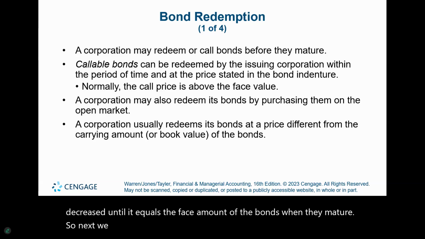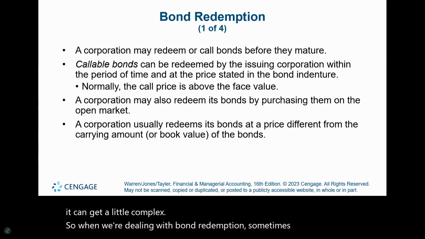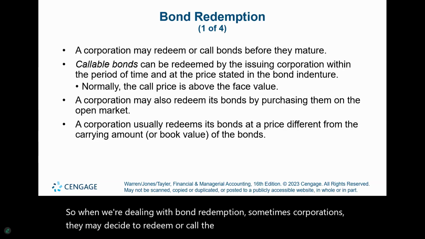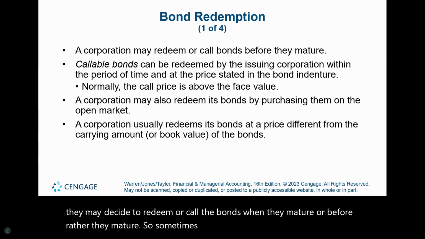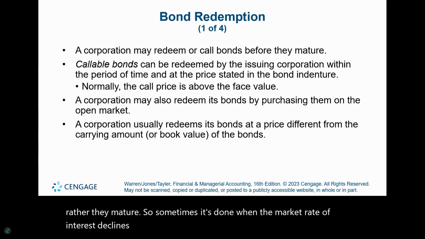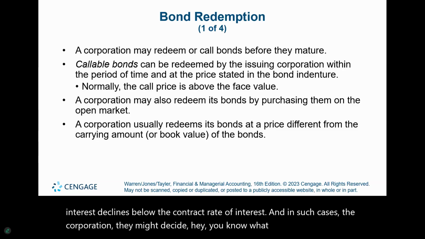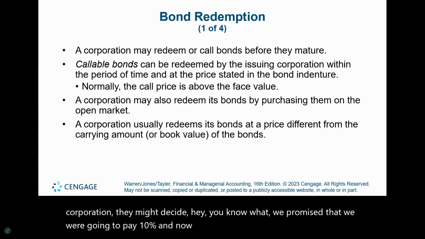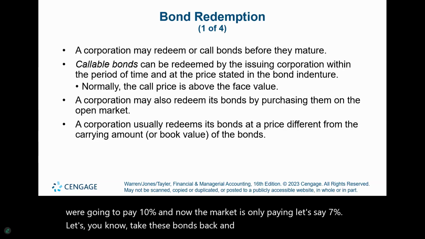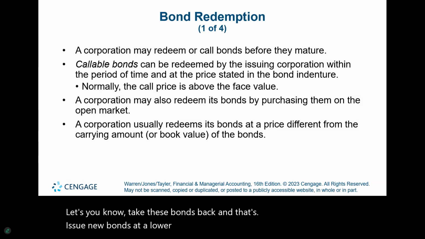So next we have what's called bond redemption. As mentioned, sometimes it can get a little complex. When we're dealing with bond redemption, sometimes corporations may decide to redeem or call the bonds before they mature. Sometimes it's done when the market rate of interest declines below the contract rate of interest. In such cases, the corporation might decide, hey, we promised that we were going to pay 10%, and now the market is only paying, let's say, 7%. Let's take these bonds back and issue new bonds at a lower interest rate.